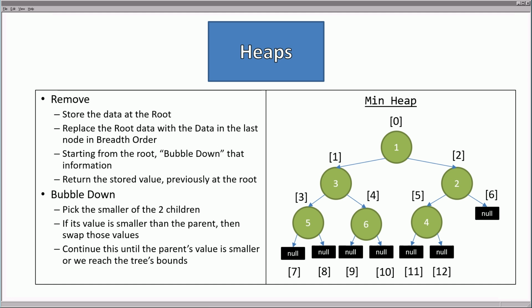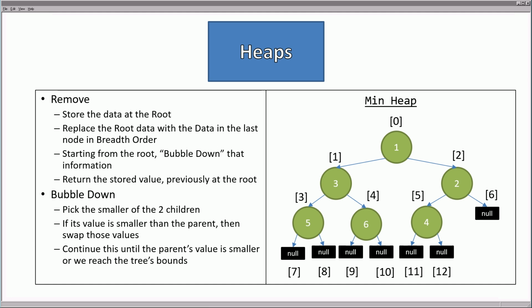Now to go into more detail, when you bubble down, what you do in this case is you pick the smaller of the two children, the left or the right. If the value is smaller than the parent, then you swap those values. And then we continue this until the parent's value is smaller or we reach the bound of the tree.